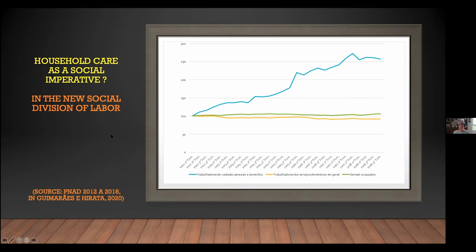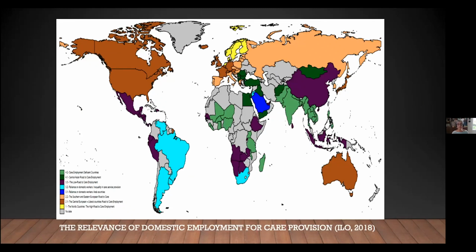I mean, it became a sort of imperative in household organization for those who can pay, who can go to the market in order to get private household care. This is interesting because it goes side by side with a specificity which is particularly relevant in the South, and it's important in some countries in the South. This picture is from an ILO report from 2018, where different types of care regime, if we use the concept, are pictured, showing the difference in the way care work, domestic work, professional care, and non-professional care relate and organize care in different countries.